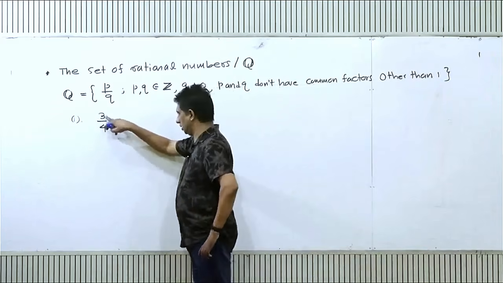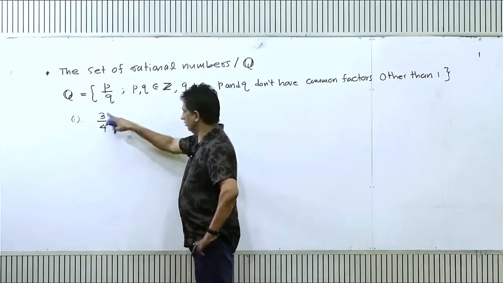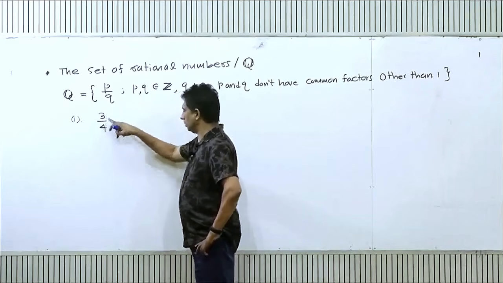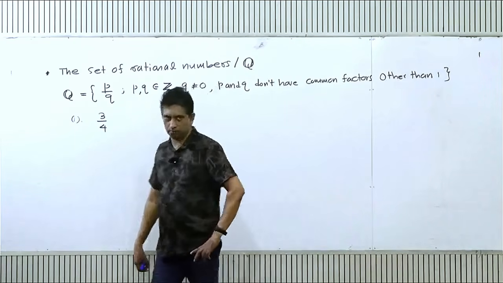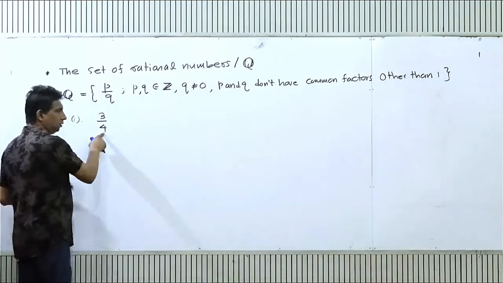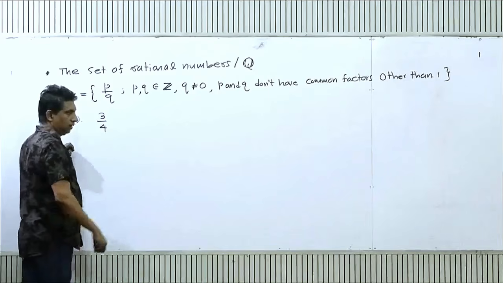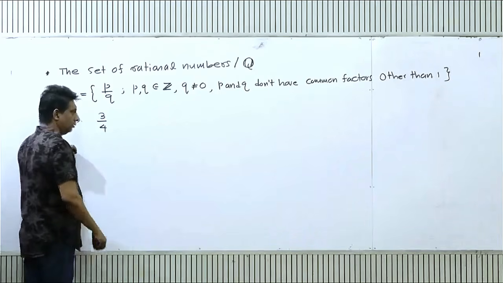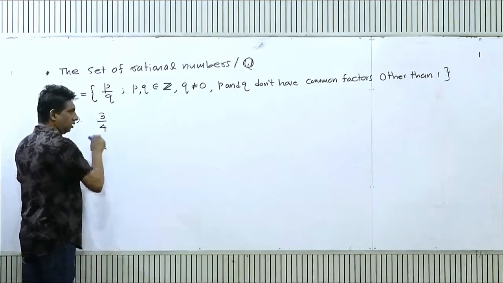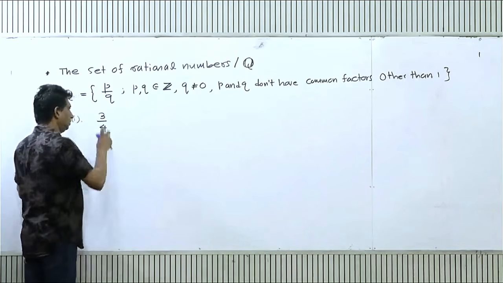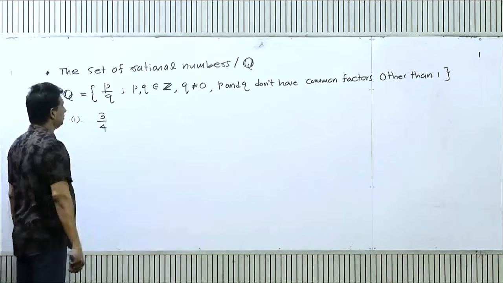Because we can divide 3 by 1 and 4 by 1. That means 1 is a common factor. We can divide 3 by 3, but we can't divide 4 by 3. Then 3 is not a common factor. We can divide 4 by 2, but we can't divide 3 by 2. That means 2 is not a common factor. We can divide 4 by 4, but we can't divide 3 by 4. Then 4 also is not a common factor. That means this one is a rational number.